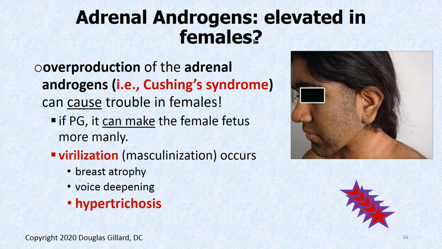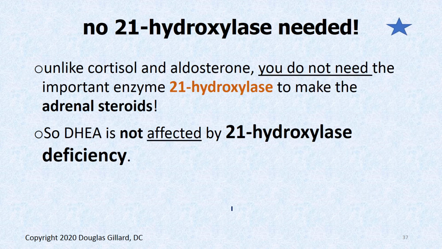In females, it can be a problem if there is an overproduction of the adrenal androgens, the DHEA and company. In Cushing syndrome, if they make too much testosterone from that DHEA, females can start developing male characteristics, and that's called masculinization or virilization. Their breasts shrink, their voice gets really deep. They get hypertrichosis, which is hairy all over. They get beards, and so that is a problem in Cushing syndrome as well.